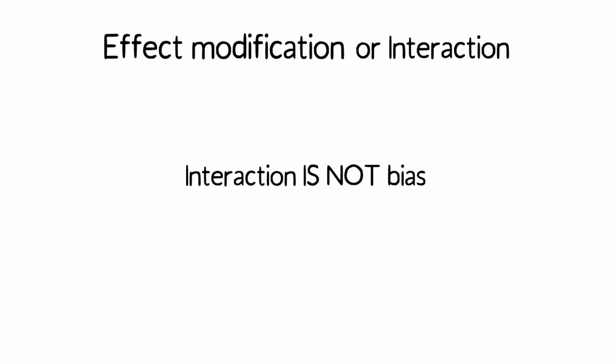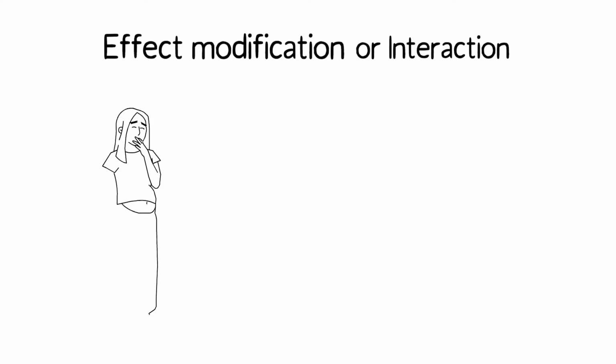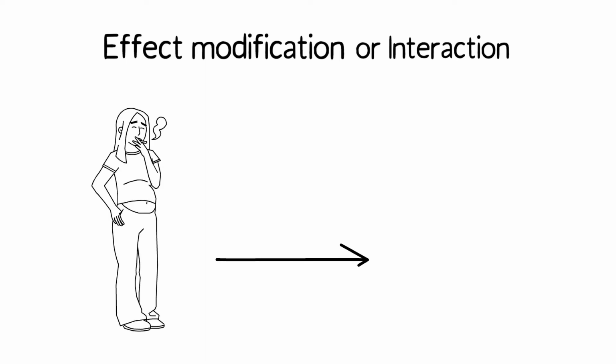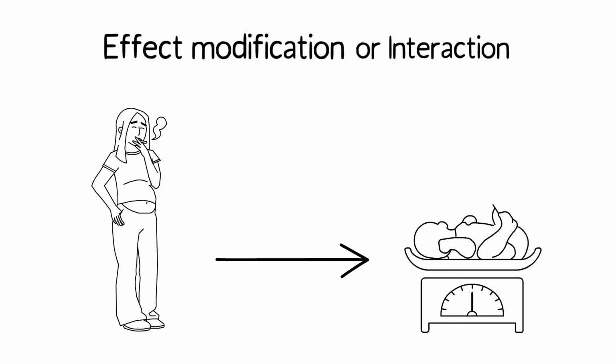Stratified analysis can also be used to reveal another concept related to bias, which is called effect modification. This is also known as interaction. To be clear, interaction is not bias. Interaction occurs when an exposure has a different effect among different subgroups. In other words, the association between two variables depends on a third variable. In our example, maternal age could be a modifier of the effect of smoking on birth weight.